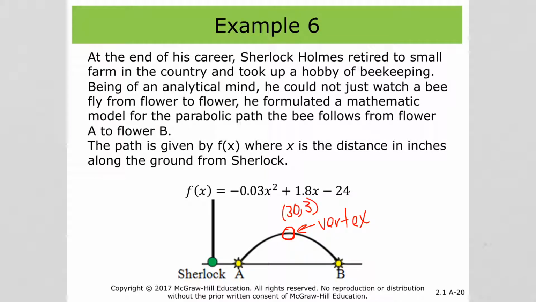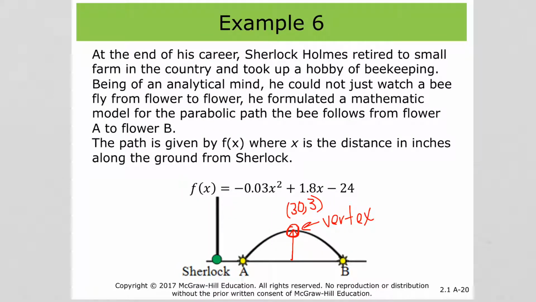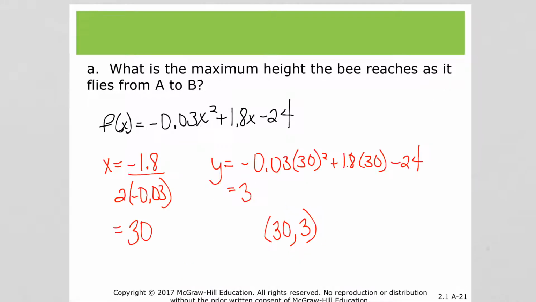We were asked what is the maximum height that the bee reaches. So what is this distance from here, from the ground up to the height? Well, that would be the y value. So the bee reaches 3 inches off the ground.